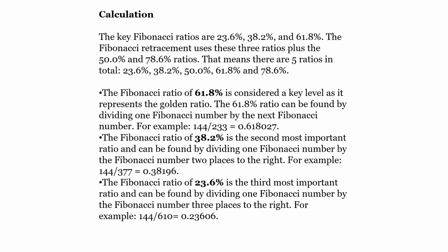The Fibonacci ratio of 23.6% is the third most important ratio and can be found by dividing one Fibonacci number by the Fibonacci number 3 places to the right. For example, 144 by 610.